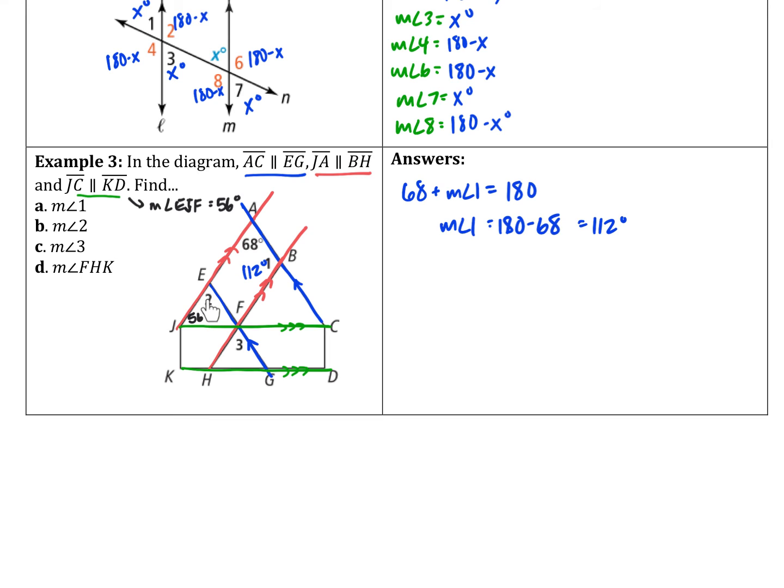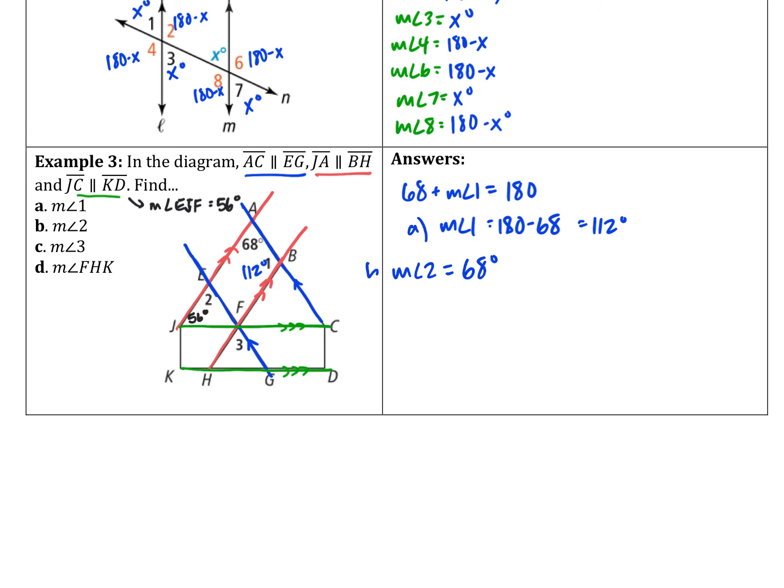If I look at angle 2, I might want to notice that if I look at the 2 blue lines as the parallel lines, and I look at segment JA as the transversal, I'm going to extend this segment a little bit here. So I'm looking at this and this as my parallel lines, and this as my transversal. Then the 68 degree angle and angle 2 are corresponding angles. And so that would mean that the measure of angle 2 is equal to 68 degrees.